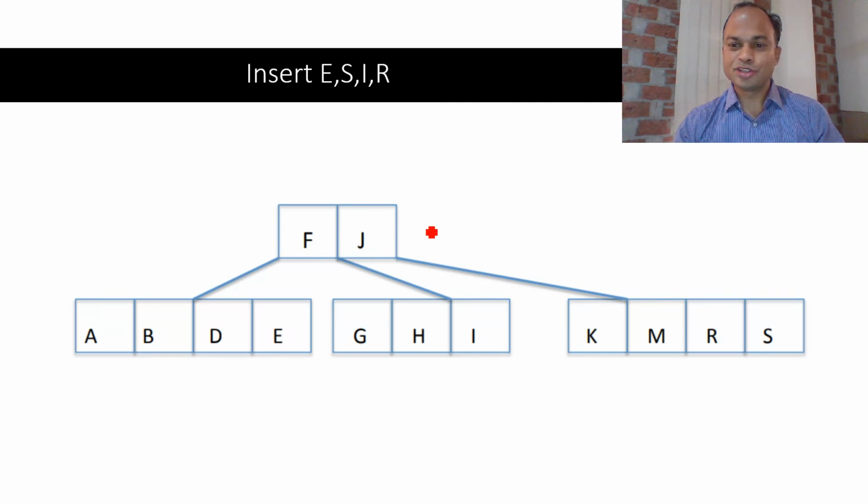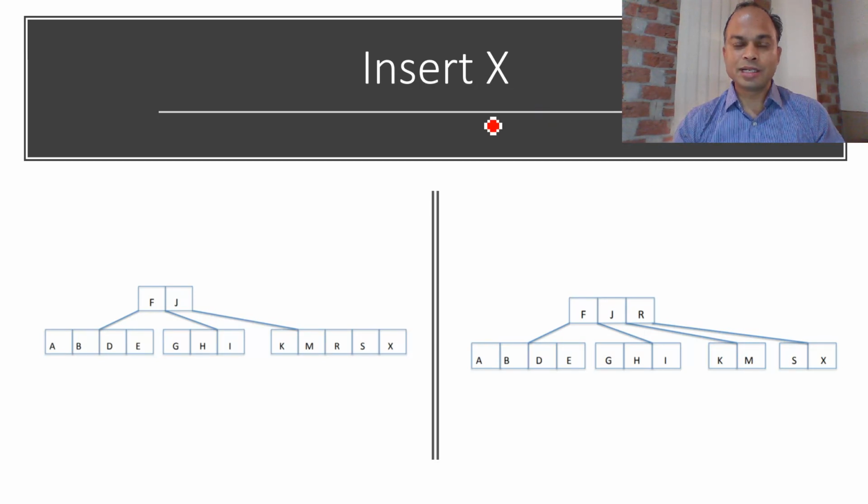R is greater than J, and in the ascending order we have placed R here. So in this way we can insert E, S, I and R. Now we want to insert X. X is greater than J, and we have placed X on the right-hand side of J, and in the ascending order X is placed here.